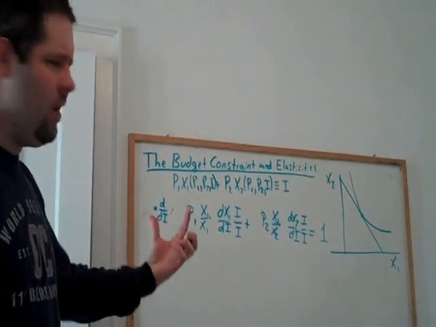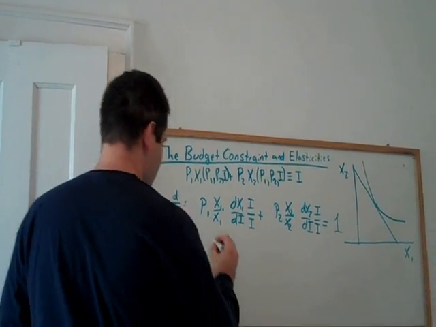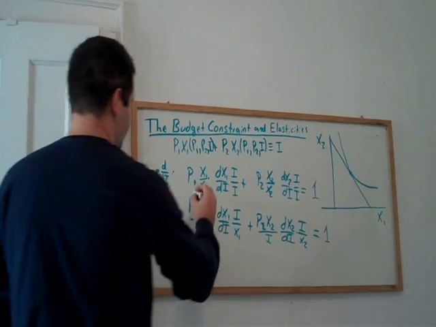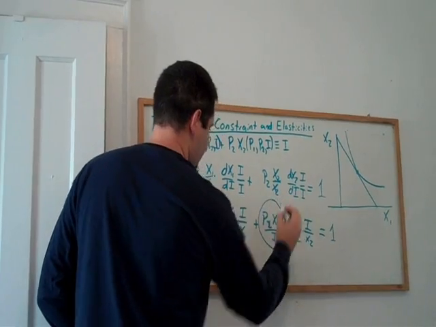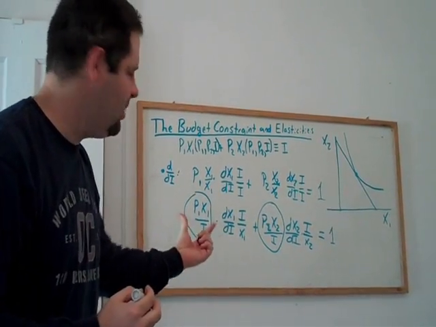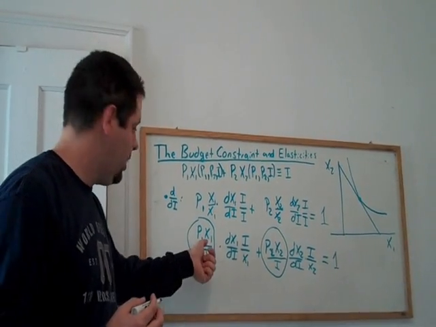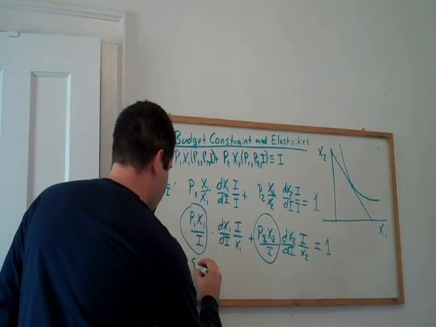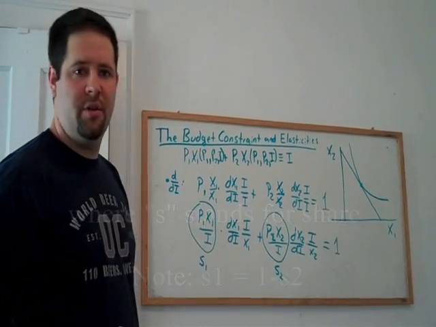Now we can squint really hard and look at what we have here. And it turns out that if we rearrange some terms here, we have something that looks like that, something that looks like that. If you take a really close look at those, those are shares of expenditures on good 1 in this case, and on good 2 in this case. So we get a share for good 1, and a share for good 2.